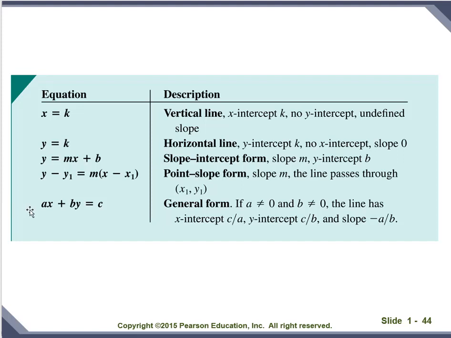The other one we haven't talked about in this presentation is general form, which is ax plus by equals c. You'll use that when you find x and y intercepts, which is something else you need to be able to do.